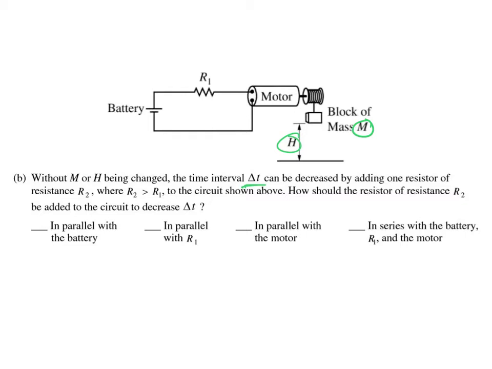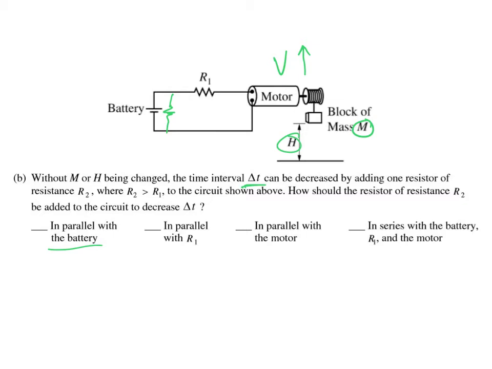So this goes back to kind of where our setup is. How do we decrease delta t? Well, whatever we do, we want to be able to increase the voltage of the motor. So how are we going to do that? Well, if I add a resistor in parallel with the battery, all that means is that I'm putting a resistor right here.